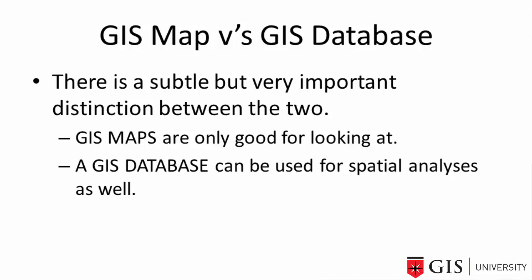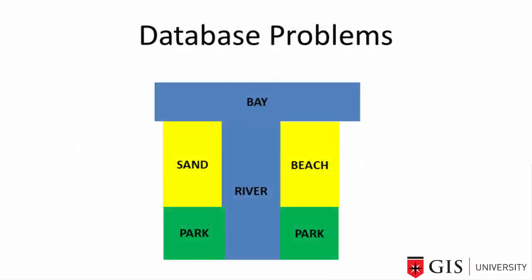So even though you will hear me talk about GIS maps in this lesson, what I really mean by GIS maps is GIS database. Now there is a subtle but very important distinction between the two. That is because GIS maps are only good for looking at, but a GIS database can be used for spatial analyses as well.